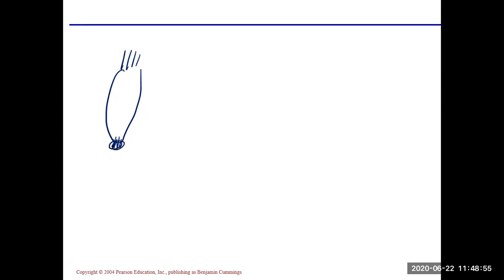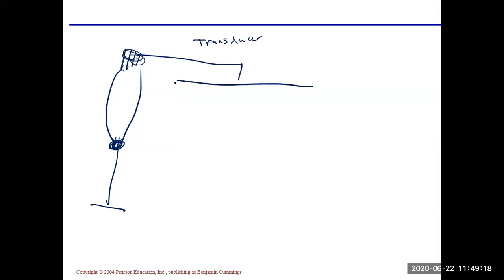You tie up one end of the tendon to a stationary position. You tie up the other point of the tendon to perhaps a device known as a transducer. All right. So this transducer collects the data and puts your results on a TV.